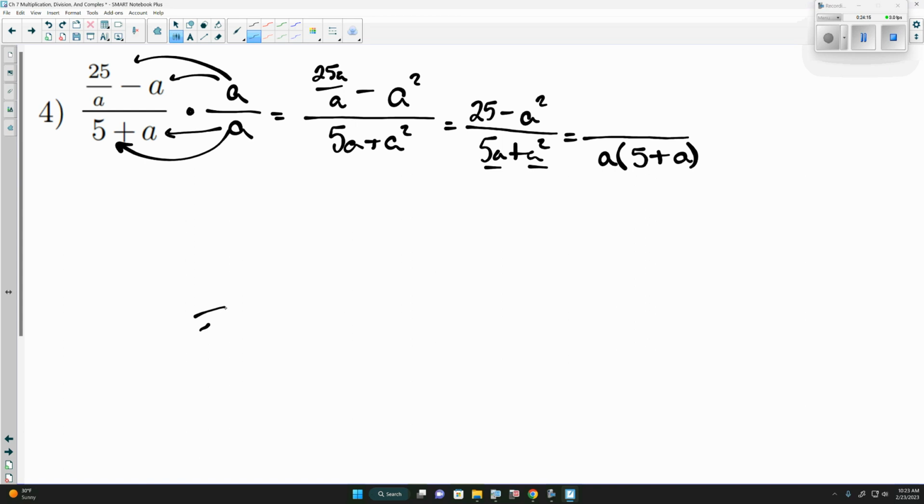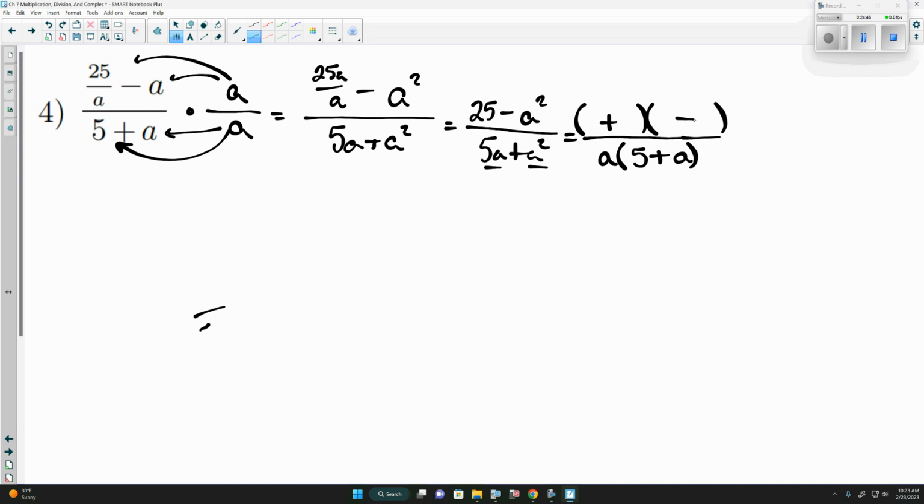Now will 25 minus A squared factor? Is it a difference of perfect squares? Because what times itself is 25? What times itself is A squared? Now we're used to having the A squared first. We're not used to it being second. But the process still works the same. We will have plus and minus.